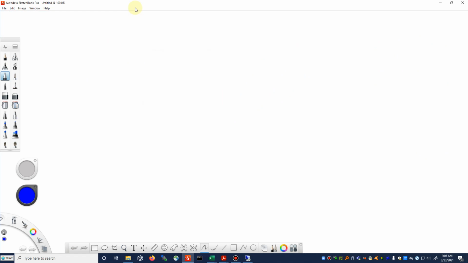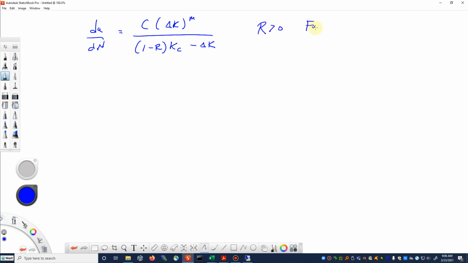Now there are ways to take into account the R ratio effect in fatigue crack growth. And there are a lot of different formulas that people have developed. One of them is called the Forman equation, and it modifies the standard dA/dN equals C delta K to the m formula by terms that deal with the R ratio. So it's 1 minus R, K sub C minus delta K. And there are others as well.